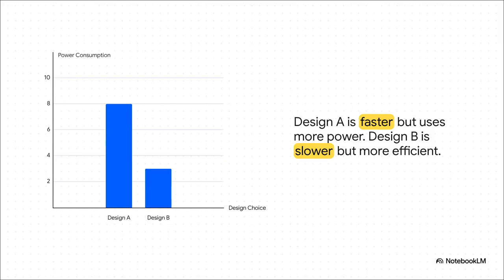This chart shows that trade-off perfectly. You've got Design A, which is an absolute speed demon, but just look at how much power it hogs. Then there's Design B. It's a bit slower, yeah, but it's way more efficient, which would be perfect for something like a smartwatch. There's almost never one best answer. It's always about picking the right tool for the right job.